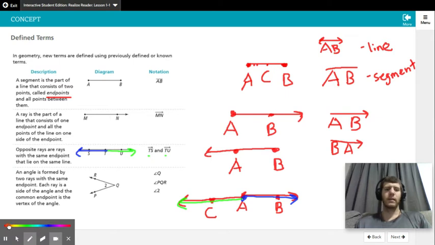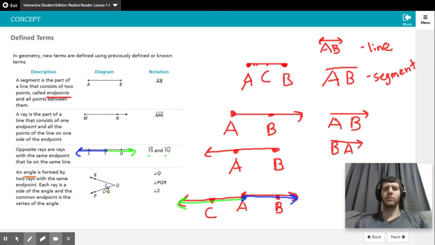The last word we have here is an angle. An angle is formed by two rays with the same endpoint. Our definition of opposite rays was essentially the same thing, except it had to form a straight line. So if you have an angle that forms a straight line, then you also have opposite rays. But if that angle does not form a straight line, it's still an angle, but it's just not a pair of opposite rays.